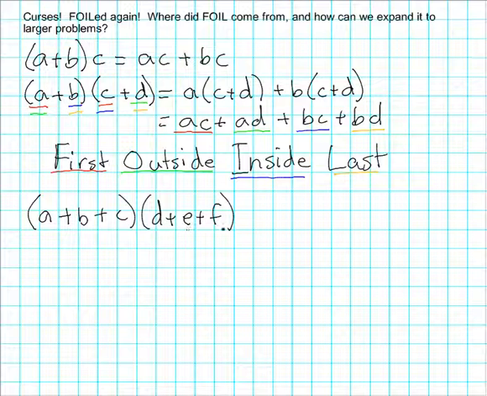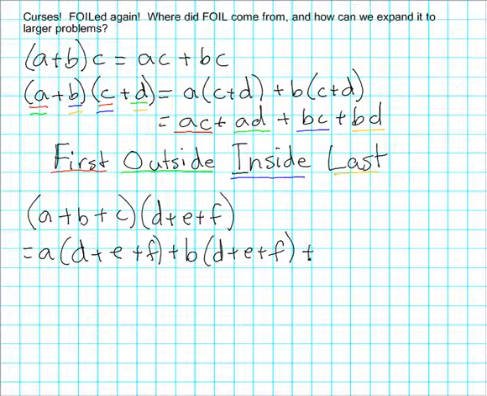I'm going to take this second quantity here and distribute the entire quantity into the first like this. A times the quantity D plus E plus F, plus B times the quantity D plus E plus F, plus C times the quantity D plus E plus F. Okay, that's the first distribution.